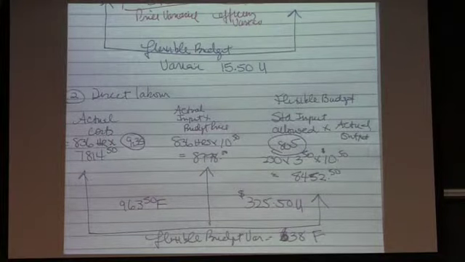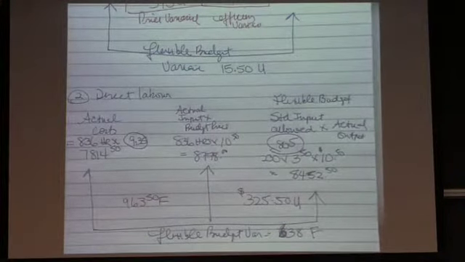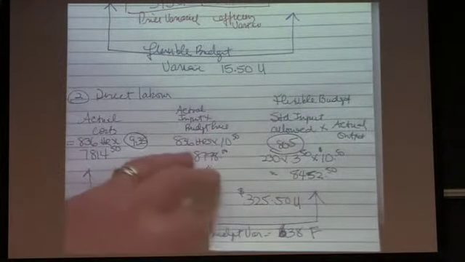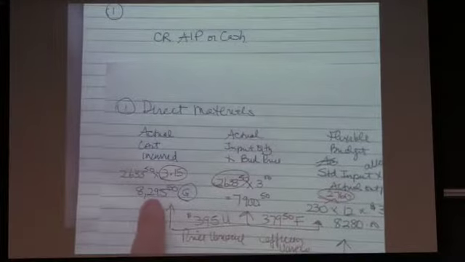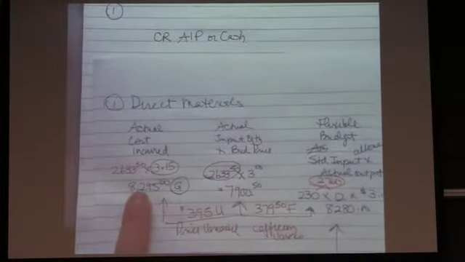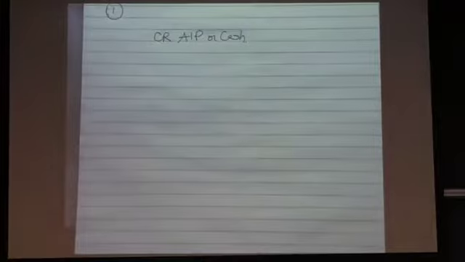Now, second part of the question asks us to do a journal entry. Okay? The journal entry. So how do we journalize this? So let's take a look at the journal entry. So first of all, we're going to journalize the direct material. Okay? So first of all, we need to credit either accounts payable or cash. And we're going to credit the actual amount that it cost us to incur. That's $8,295.50, correct?